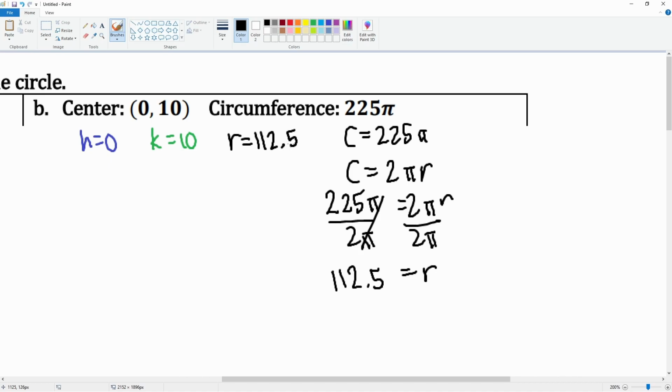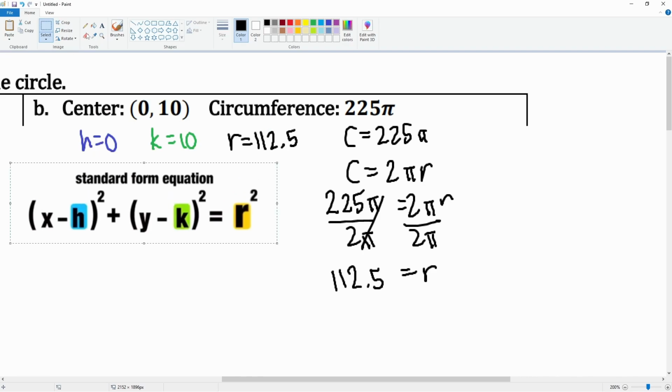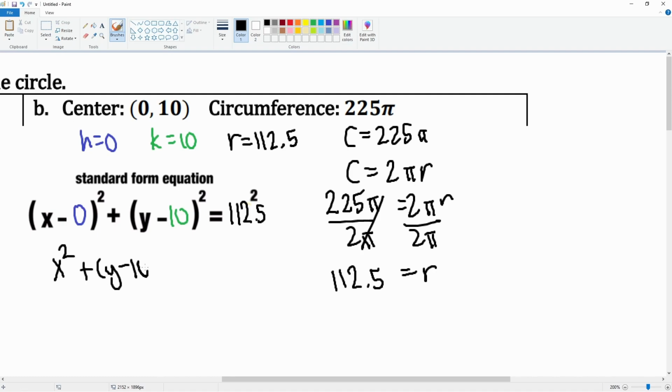112.5. All right, so now I plug into my equation for a circle right there. I can take out the h and plug in a 0. I take out my k and I plug in a 10. I take out my r and I plug in 112.5. So x minus 0, we can just write that as x squared, plus y minus 10 squared is equal to 112.5 squared. That gets me a very big answer.